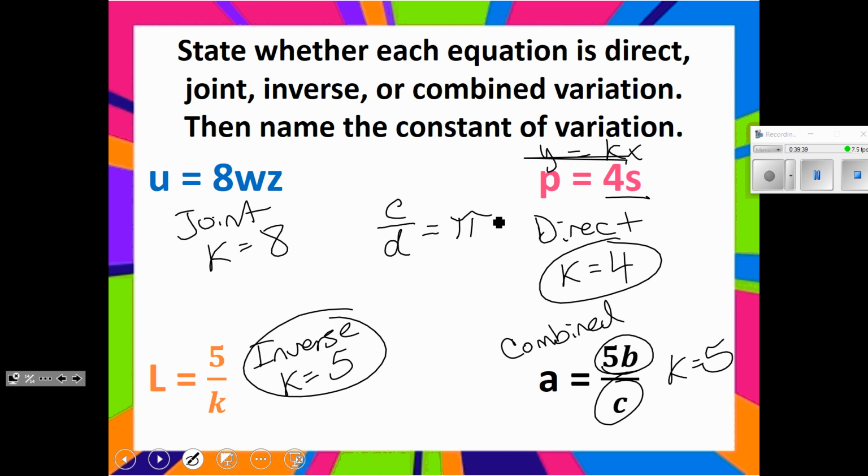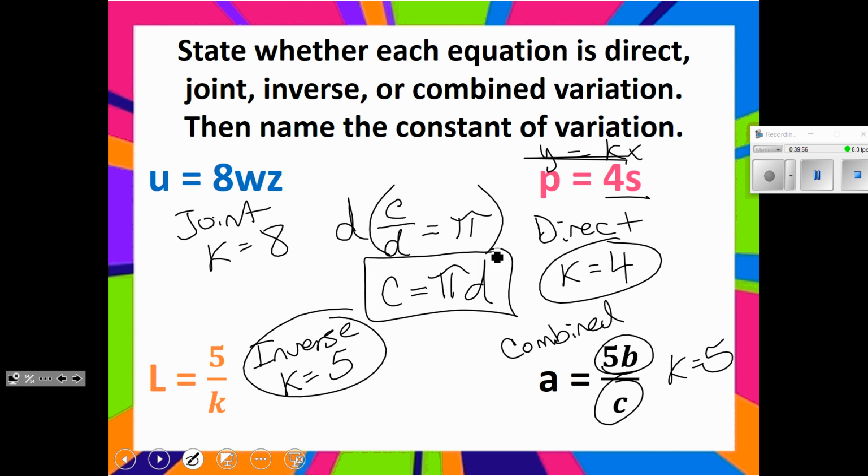So here's what I want you to understand. Before you label it direct, inverse, joint, combined, solve for a variable. And so I get C equals pi d. What kind of variation would that be? The direct. Very good. What's the constant? Pi, because we use pi as a number, 3.1415, and so on. It's a non-terminating, non-repeating decimal, but it's a number that we use every single time. So pi would be the constant.